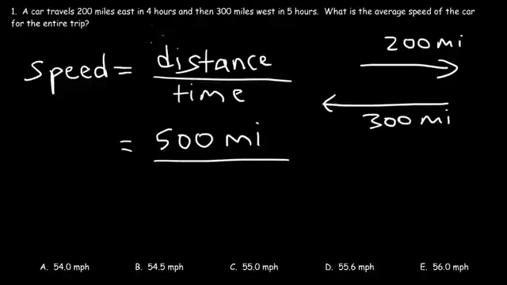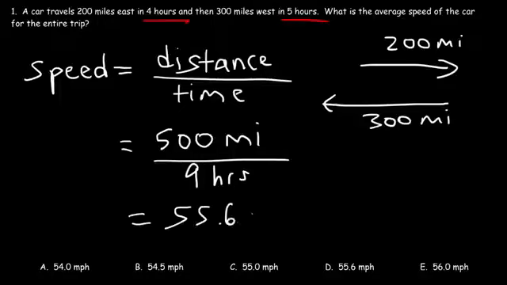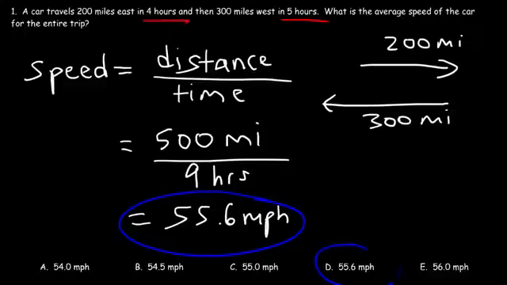And the total time is 4 hours plus 5 hours, so that's 9 hours. So all we got to do is take 500 and divide it by 9. So the average speed is 55.6, or 0.5 repeating, miles per hour. So that's the answer. It correlates to answer choice D.